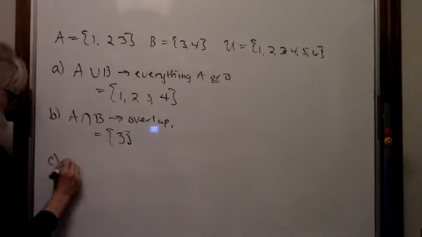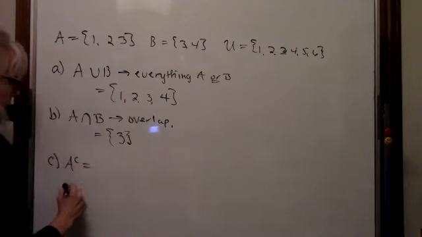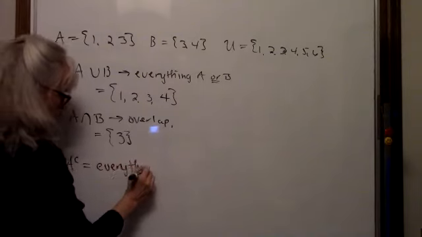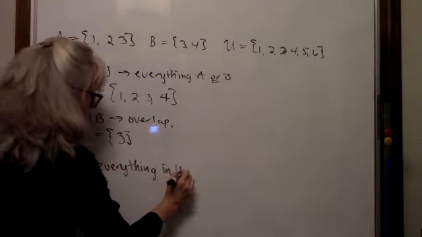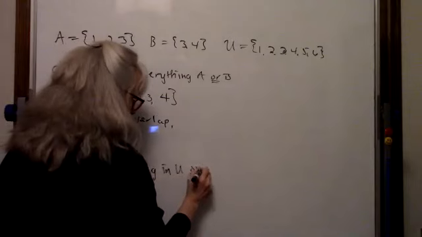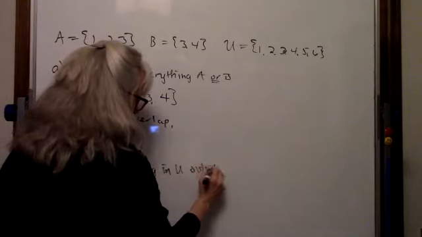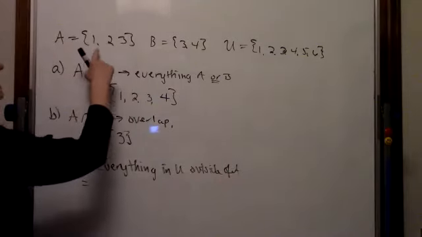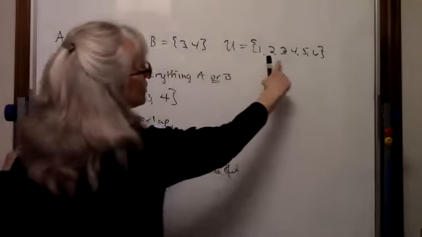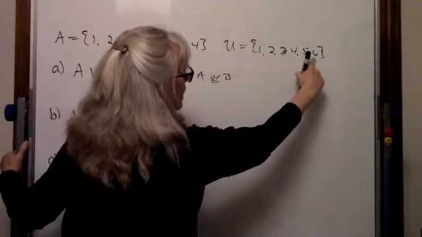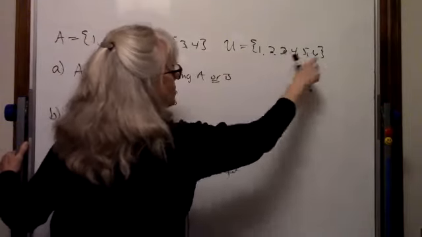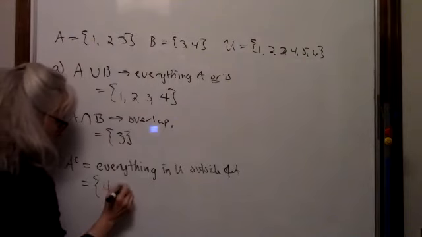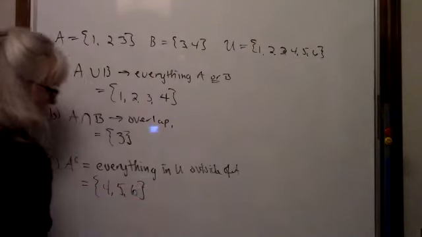Part C is asking for A complement. So this is everything in U outside of A. So when I take a look at A, it has the 1, the 2, and the 3. Well, the universe also contains a 4, a 5, and a 6 that are not in A. So what's outside of A is that 4, 5, 6. So the complement of A is 4, 5, and 6.